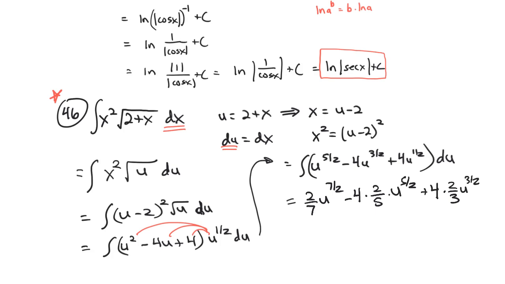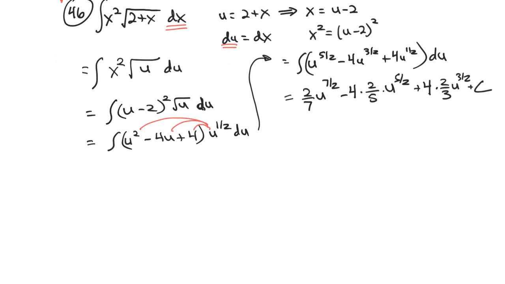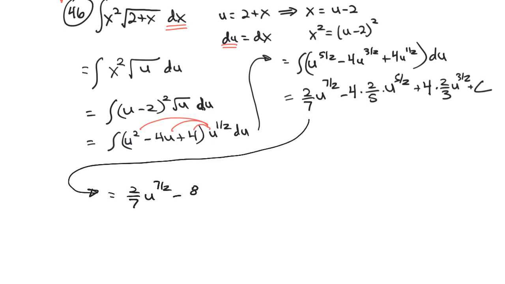And what do we have to put on the end of this no matter what? Plus c, right? It's an indefinite integral. It's not going to be a number. It's going to be a function plus c. Okay, so let's clean this up a little bit. Boy, this is getting a little messy here, but let's come back down over here. This will give us 2 sevenths u to the 7 halves minus 8/5 u to the 5 halves plus 8/3 u to the 3 halves plus c.